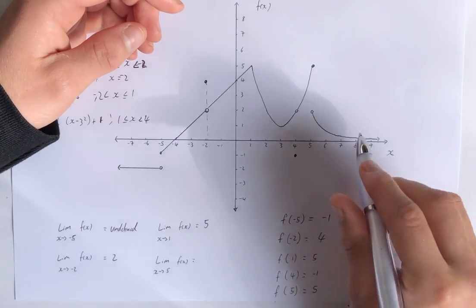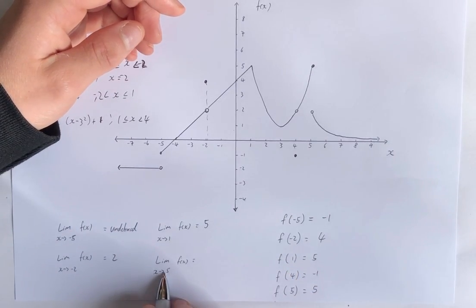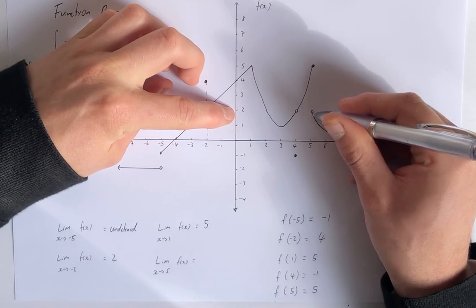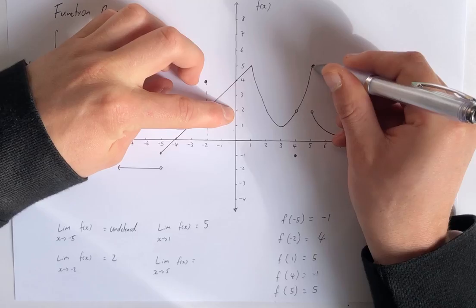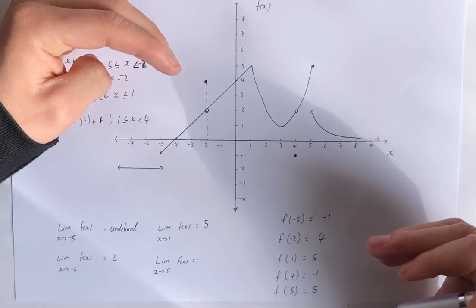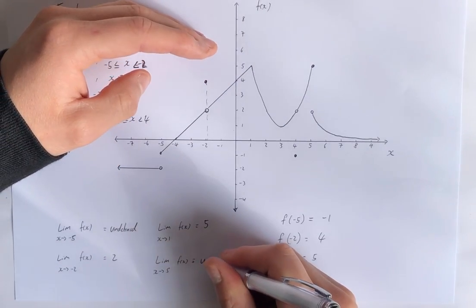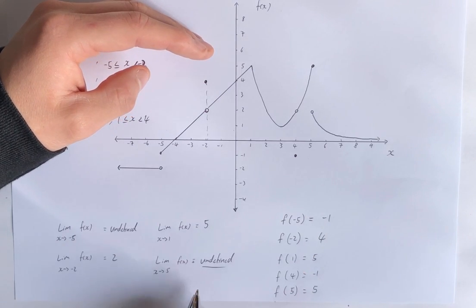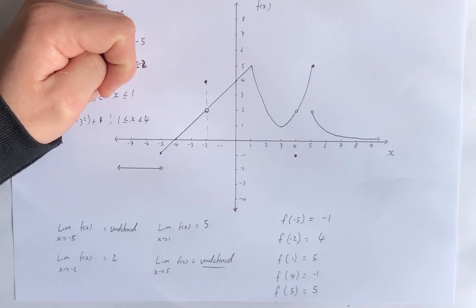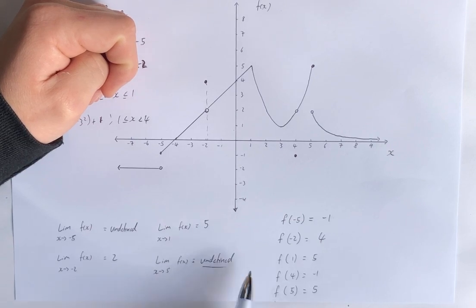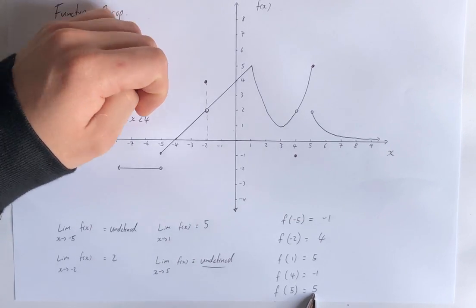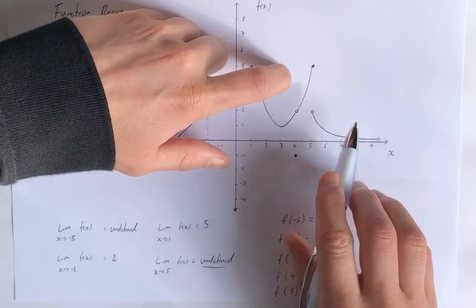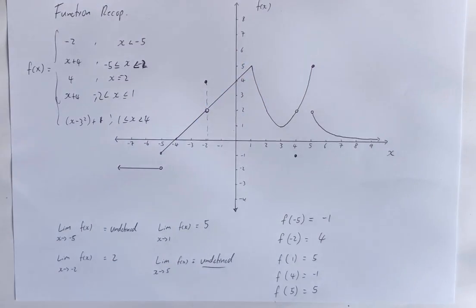And finally, what is the limit of the function as x goes to 5? Well, from this side we get closer and closer to 2, and from this side we get closer and closer to 5. And because the limit is different from the left and right, again we say undefined limit, right? The limit does not exist. So even though when x is 5, it has a value that's assigned to it, the limit doesn't exist because it's different from the left and right.